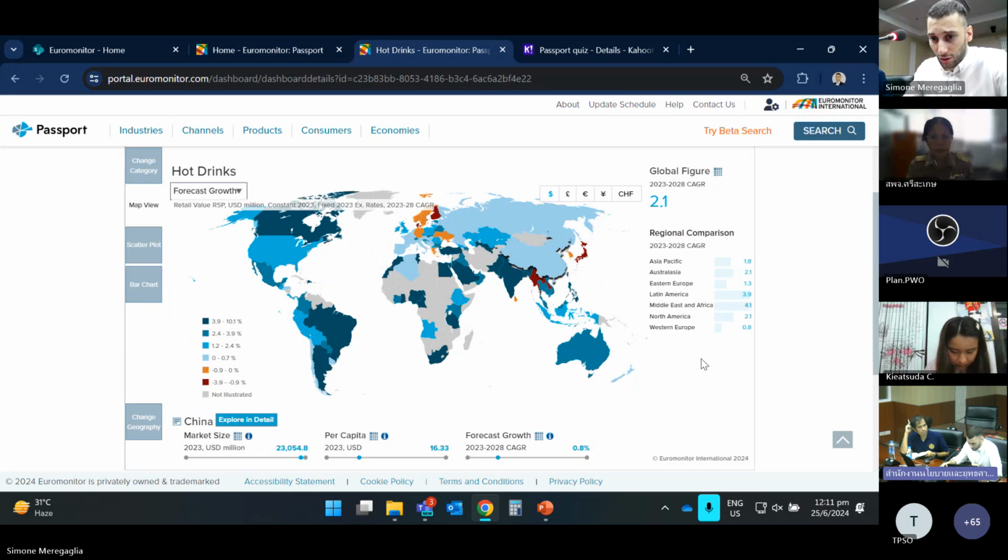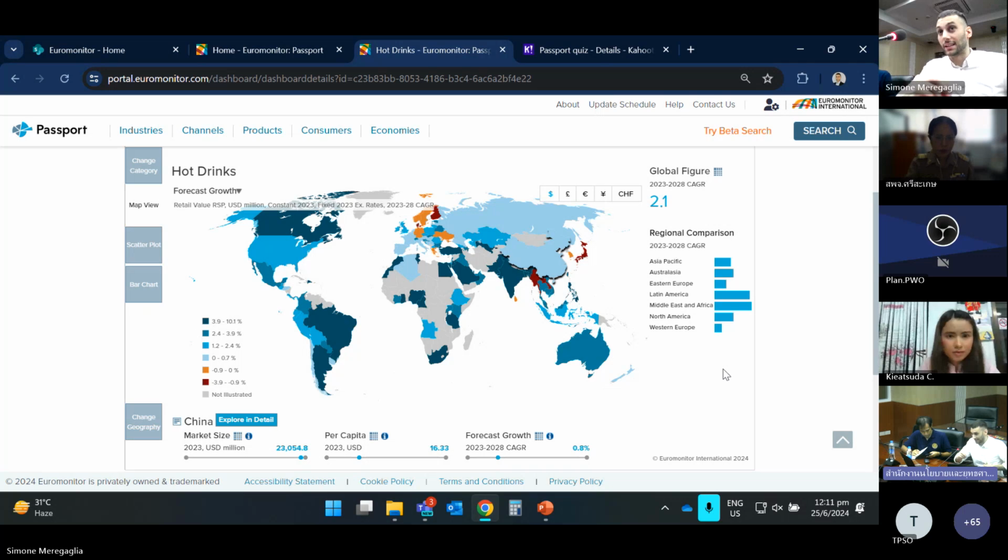And here you have a regional comparison. Globally, the whole world, on average, is going to grow in the next 5 years at a 2.1% compounded annual growth rate. But it will be vastly driven by South America and Middle East. South America and Middle East are the two regions where the growth is going to be the highest for hot drinks. And this is another piece of information you want to consider when advising companies: which regions are forecasted to grow the most in terms of consumption.